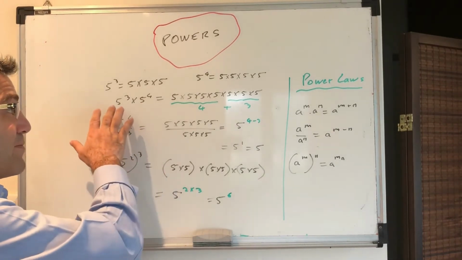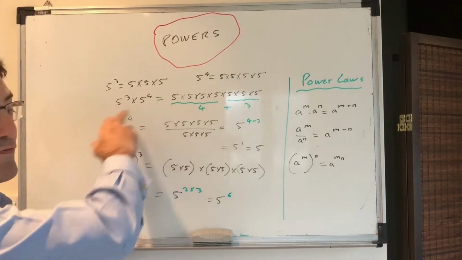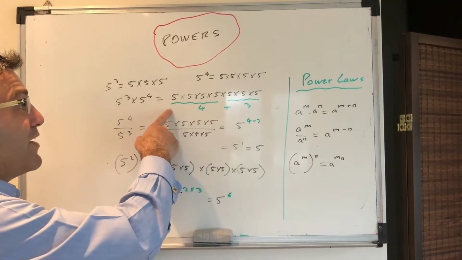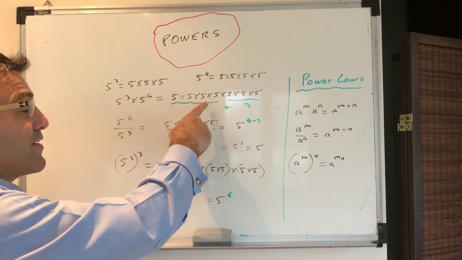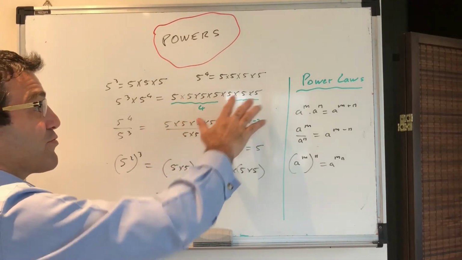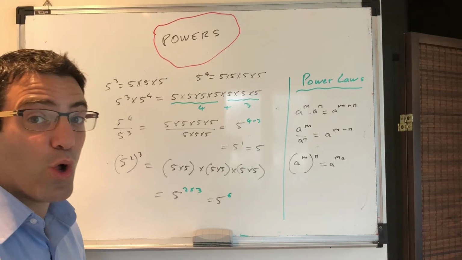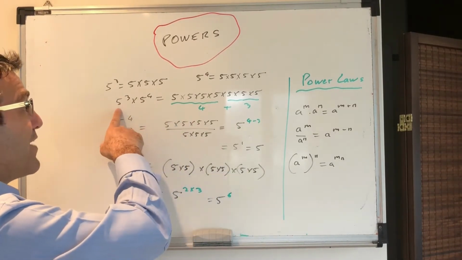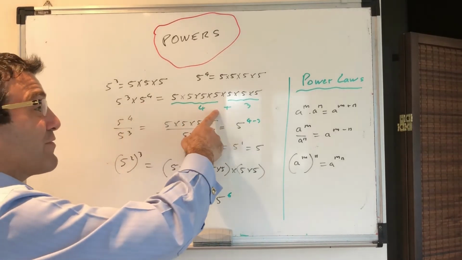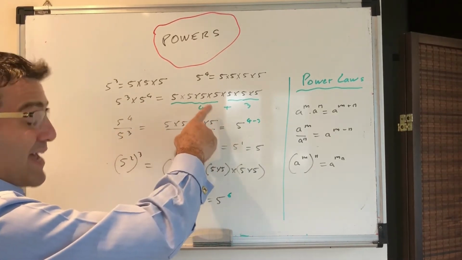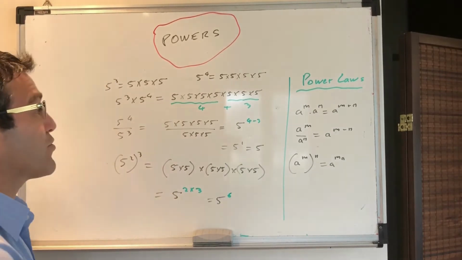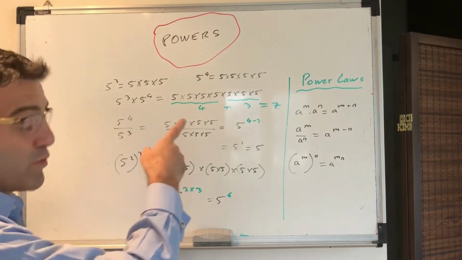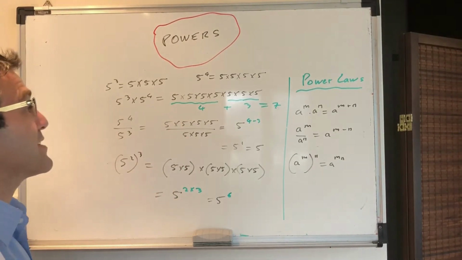So the first one is, imagine that you have 5 cubed multiplied by 5 to the 4. Well, 5 cubed means 5 times 5 times 5, and 5 to the 4 means 5 times 5 times 5 times 5. So there's 4 of these and 3 of these. So when you think of it all together, you're actually going to have 7 5s. So 5 cubed times 5 to the 4 is 5 to the power 7. So what happened here is I had to add the 4 with the 3, and I get 7. So 5 to the power 7 will be the answer to 5 cubed times 5 to the 4.